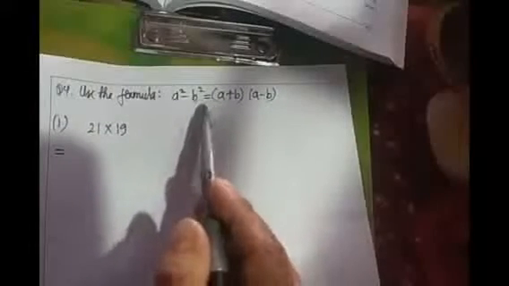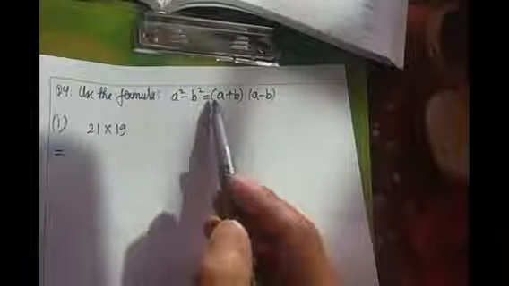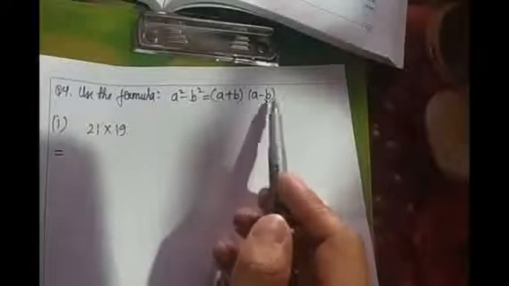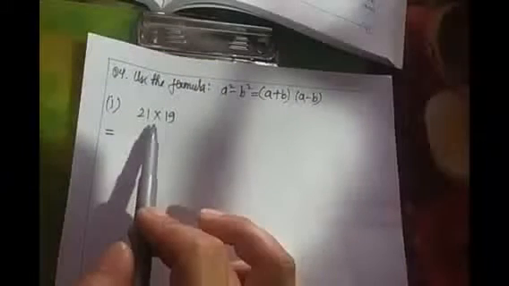Okay. So now we move to question number 4. Read the question in the books, it's on page number 150. The question is, use the formula of a square minus b square, the formula which I've already given to you, a plus b into a minus b. Here in this question we have to use the formula of a square minus b square.